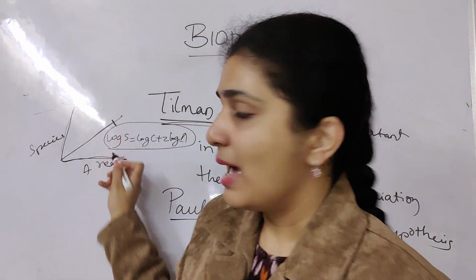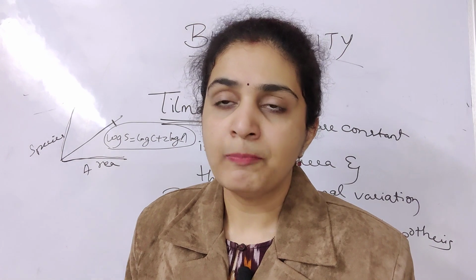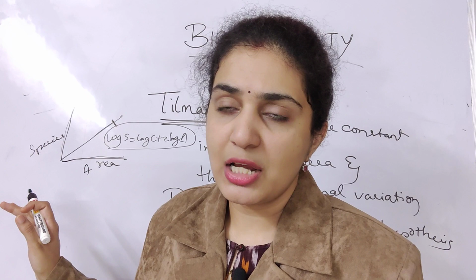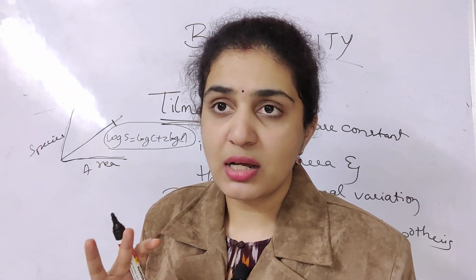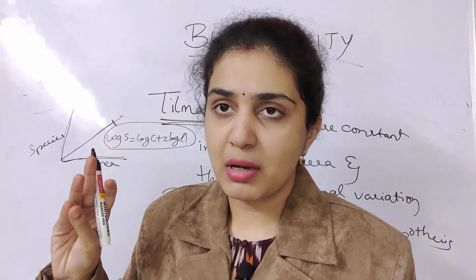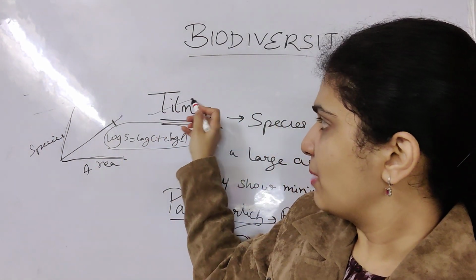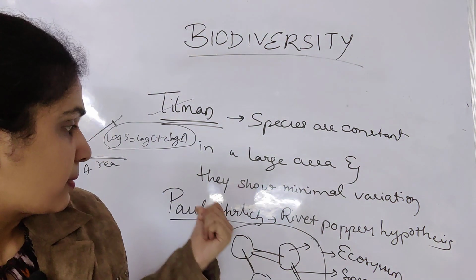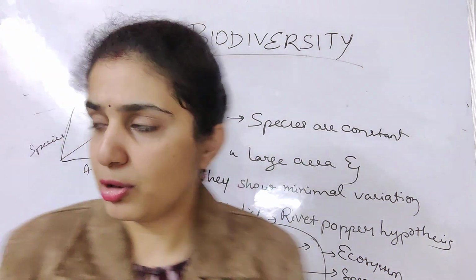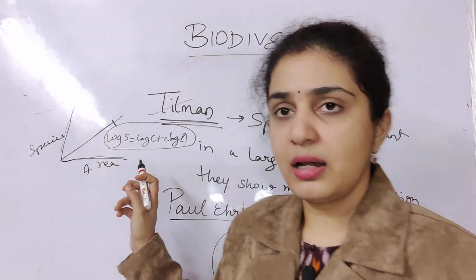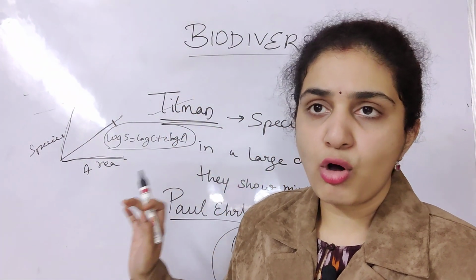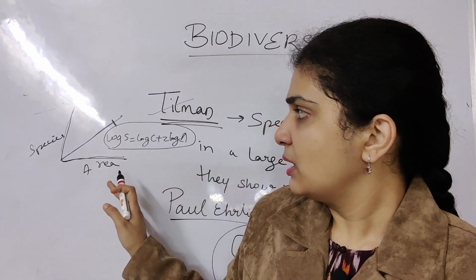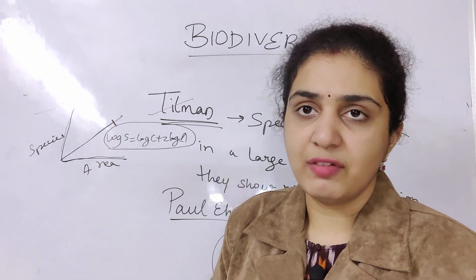This was given by Alexander von Humboldt. A famous scientist called Alexander von Humboldt gave the species area relationship. Till now, four scientists we have covered. First, Edward Wilson, biodiversity. Next, Tilman, less yearly variations. Then Paul Ehrlich, rivet popper hypothesis. Then the species area relationship, log S equals log C plus Z log A. That is the important thing you should remember. Alexander von Humboldt gave this.